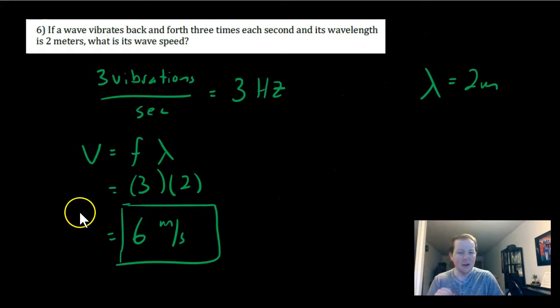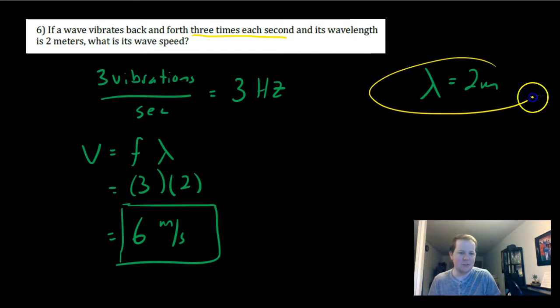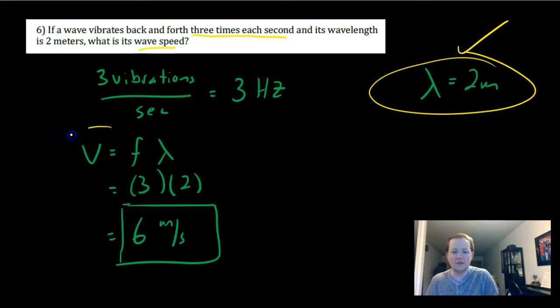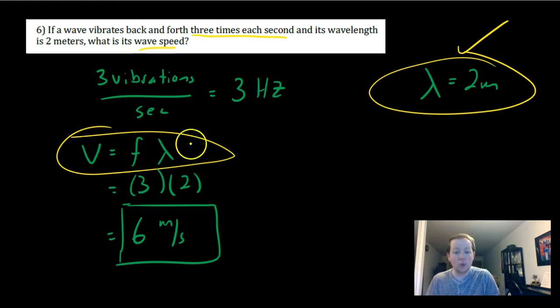Okay, for number 6, we got to do a little deducing here. It starts off by telling us that a wave is vibrating back and forth 3 times each second. And it gives us the wavelength. Okay, it says the wavelength. So this is pretty obvious. We were just told what that is. We're trying to find the wave speed. So here's our equation. We were told what the wavelength is.